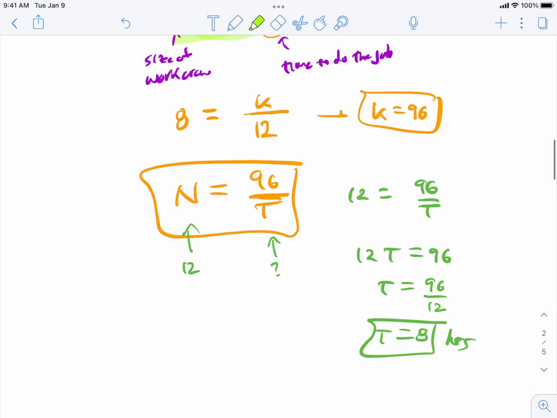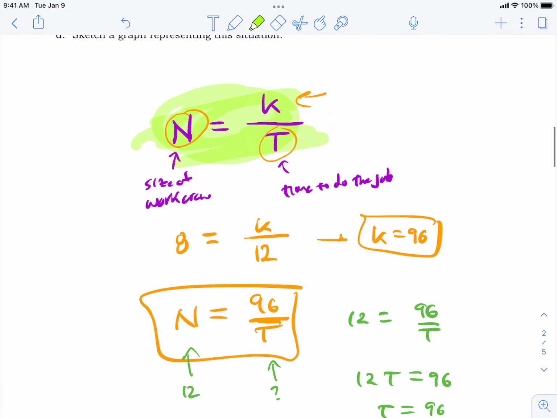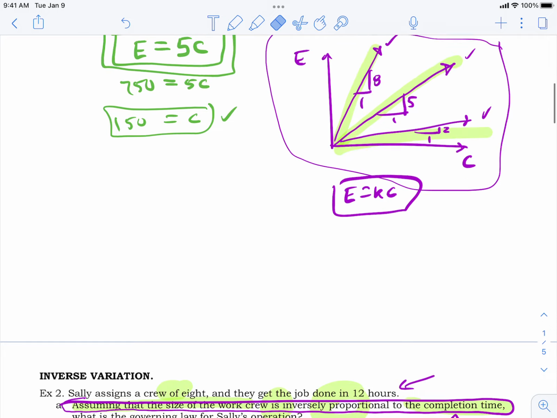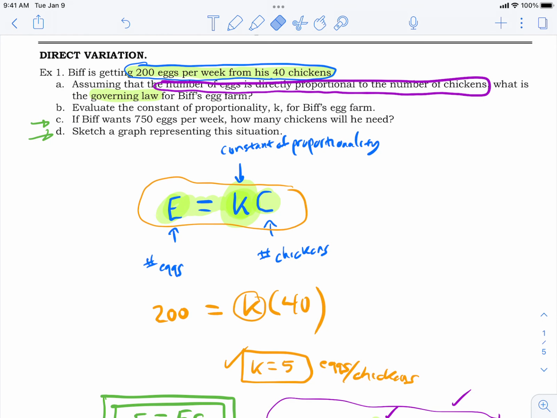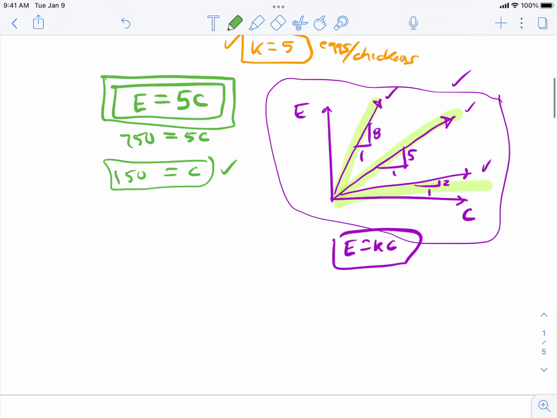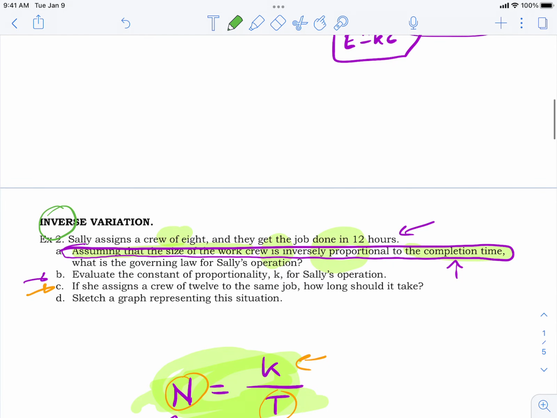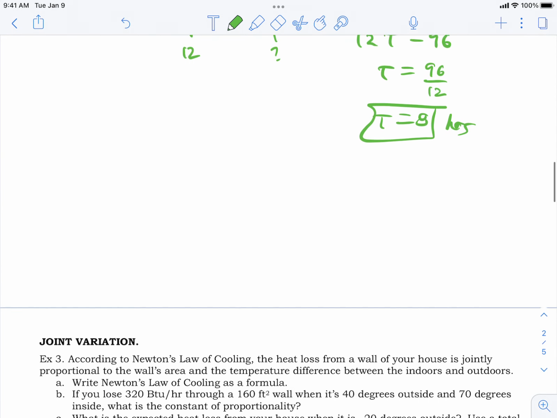Okay, so with inversely proportional, what was the net effect? It was up here. It was k over instead of k times. That was the big difference. So, quick review. Example 1, direct variation, it was k times. Inverse variation, it was k over.